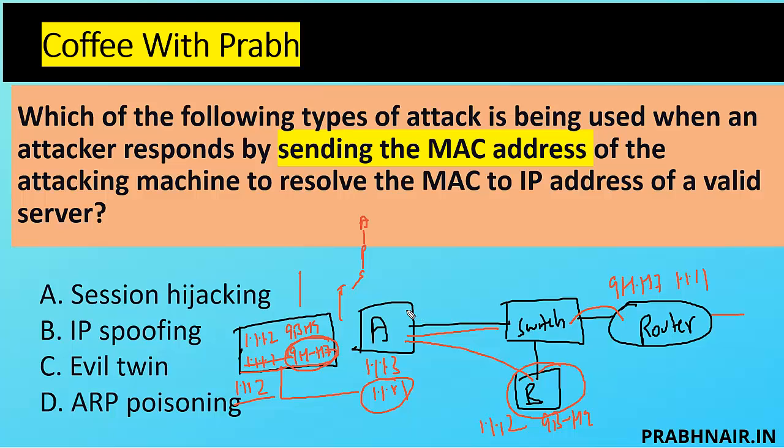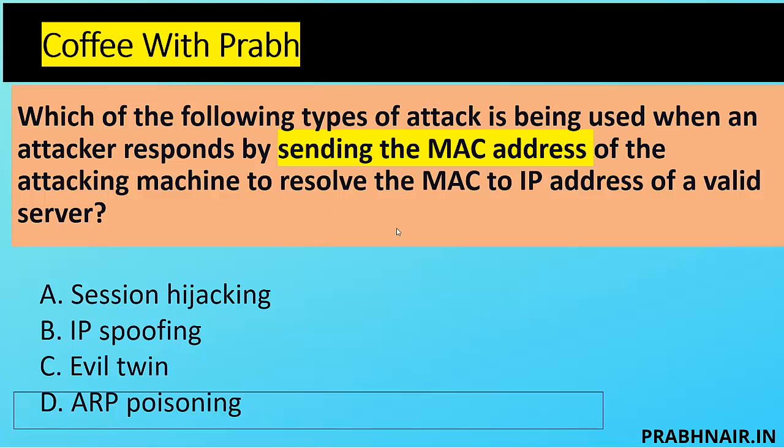When the data passes through the switch, the switch sees the data is to be sent to the MAC 9B H9, which is mapped to B. So although the destination IP is the router gateway, the MAC attached is 9B H9. The switch passes the information to B based on 9B H9, and that is how B is able to intercept the information. That's why the attack is used when the attacker responds by sending the MAC address of the attacking machine. So the answer is the ARP poisoning attack. Okay, let's move to the next question.